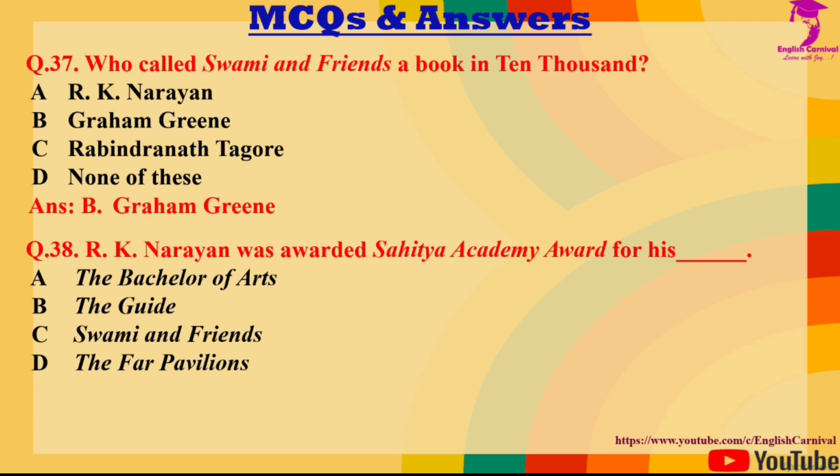Question number 38 we have, R.K. Narayan was awarded Sahitya Akademi Award for his dash. For his which work? Options are A. A Bachelor of Arts, B. The Guide, C. Swami and Friends, and D. The Far Pavilions. The correct answer is B, that is The Guide.